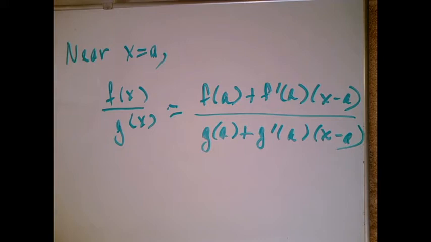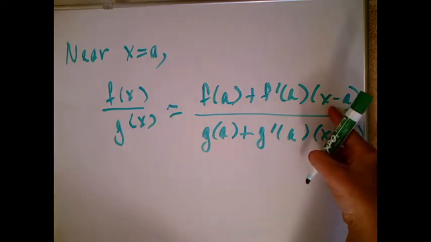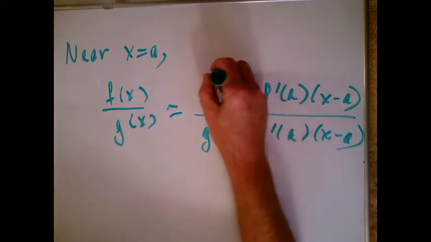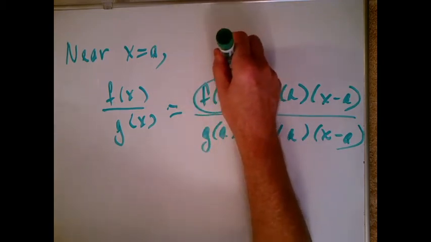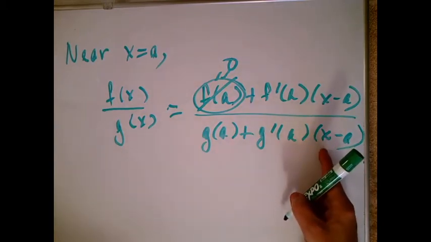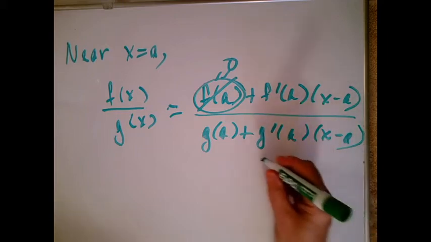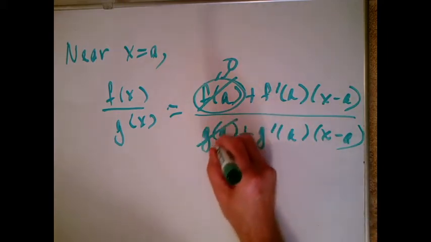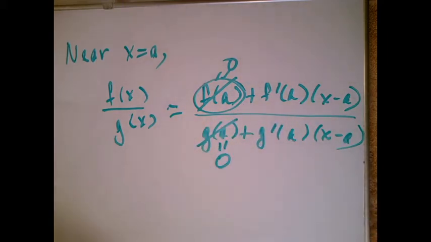But L'Hopital's rule says we're not looking for specific limits of fractions. We're looking for specific limits of fractions where the top goes to 0 and the bottom goes to 0. Well, if the top goes to 0, plugging in a makes this part 0. The only way the top can go to 0 is if f of a is equal to 0, so it's really gone. And the bottom also goes to 0. When I plug in a for x here, this part just gets to be 0, and so the only way the bottom can go to 0 is if g of a is also equal to 0.